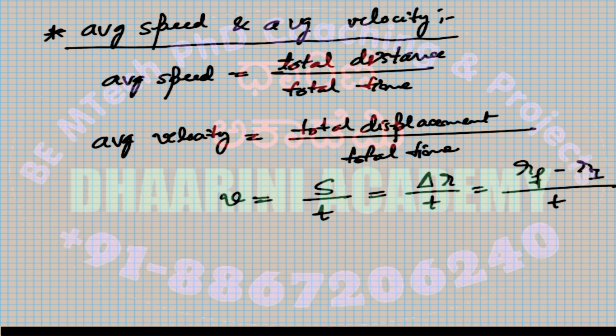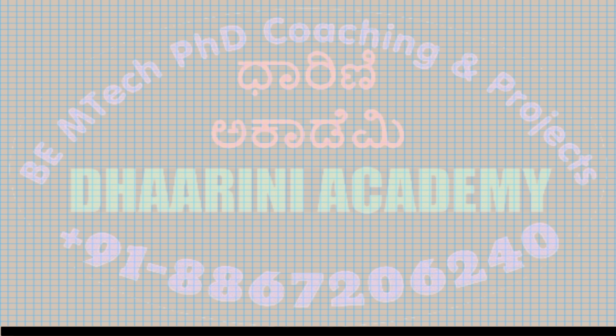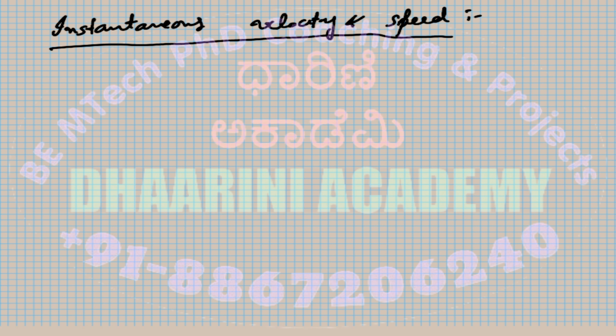Okay, then there is another quantity related to the instantaneous values of velocity and speed. So that will be our next concept. This is instantaneous velocity and speed. Right. So instantaneous is pretty simple, right?